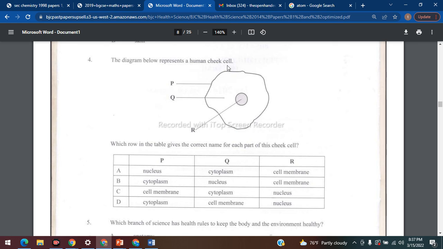Kennedy, which type of cell is this? Plant or animal? This is an animal cell. Yeah. Good. So P is the cell membrane. Q is the cytoplasm, the jelly-like material that covers the cell. And R is the nucleus. Okay.